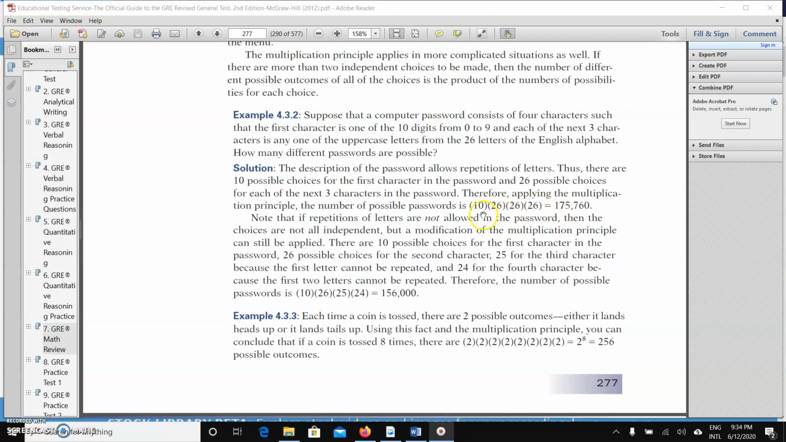Now, that is why we use the full sample space. For the first one, I talked about the figure from 0 to 9. That's the first one. The second one, talking about the 26 alphabet. Third one, fourth one. And that's why we have 26, 26, 26, 10.